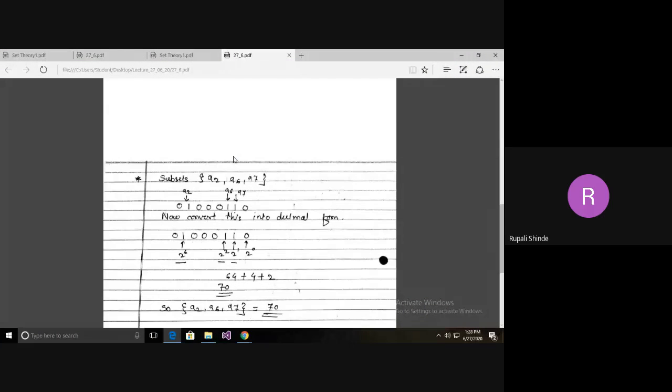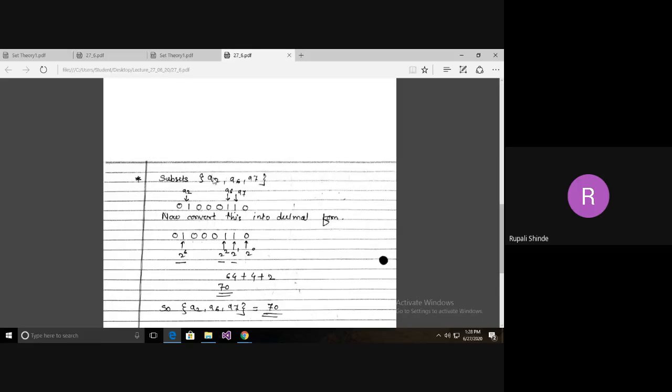Okay. So what are the subsets given? A2, A6 and A7. Okay. So first of all we have to take 8 bits because our set is of 8 bits. So the first element is A1, but that element is not present in this subset, so it should be represented as 0.